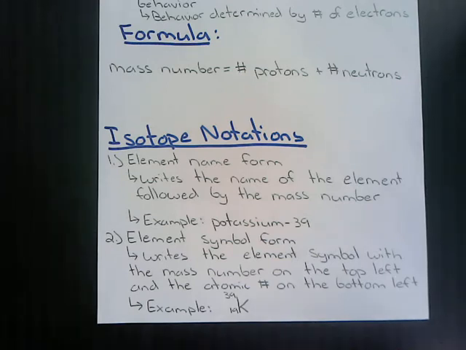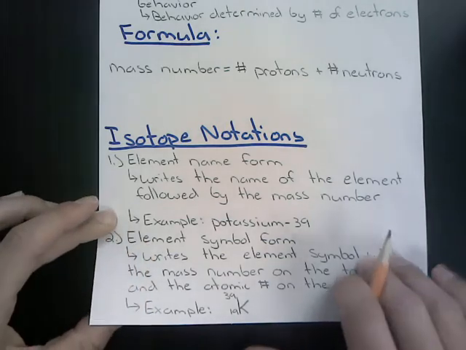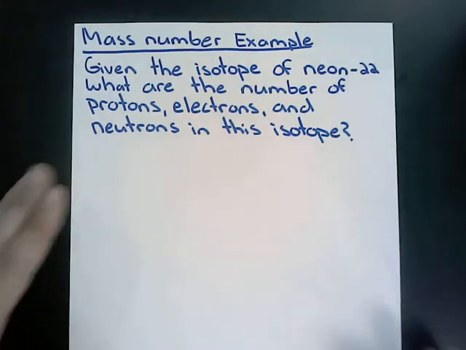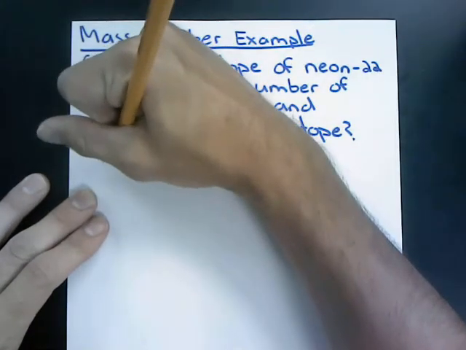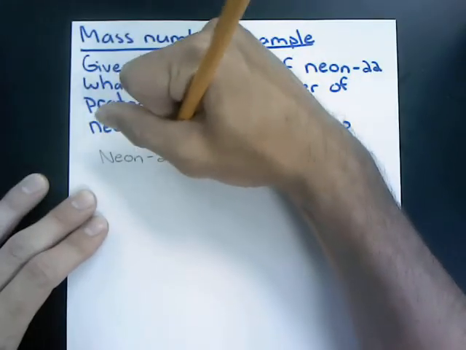So before we leave talking about the mass number, I want to go over an actual example of this. What we have here is an example, and we are given the isotope of neon 22. We want to know the number of protons, electrons, and neutrons in this isotope. So first, we start out with neon 22, and I'm going to rewrite this down below, and we are going to talk about it.